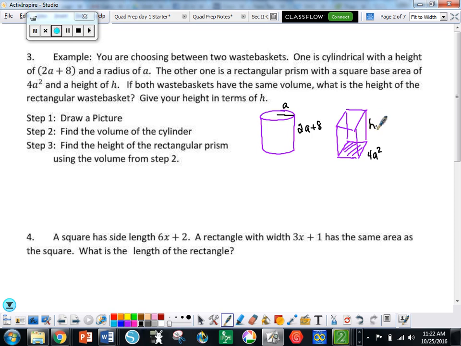The picture just helps orient your brain on what's going on. Which is why step 1 is important, which is why if you didn't write step 1, you would miss points on your homework or test.